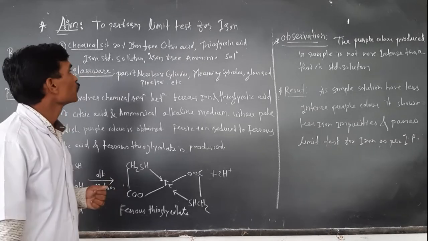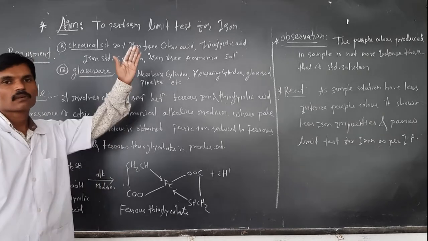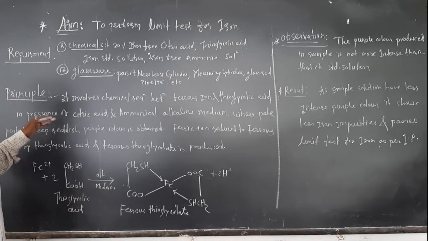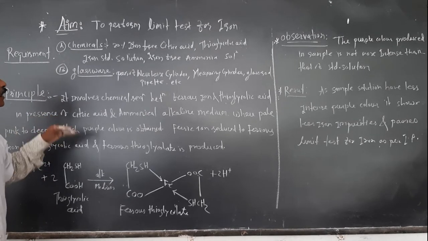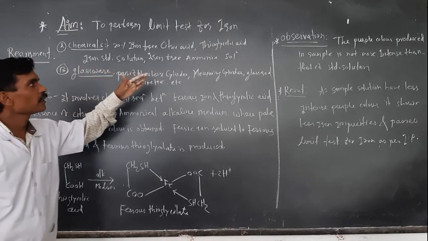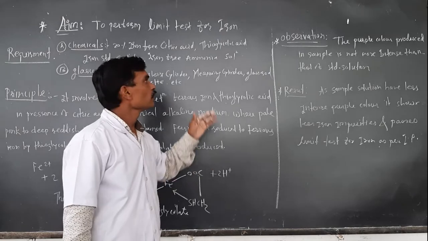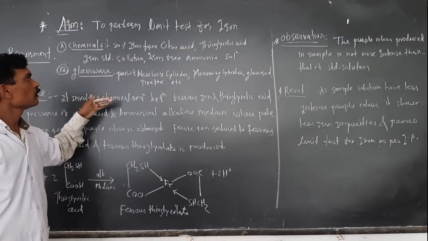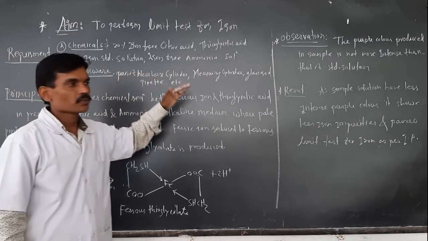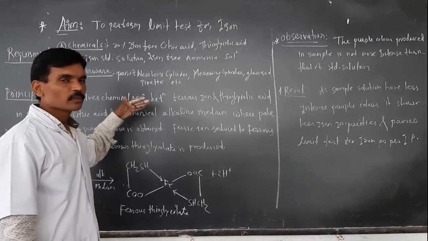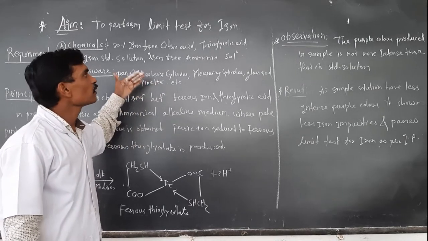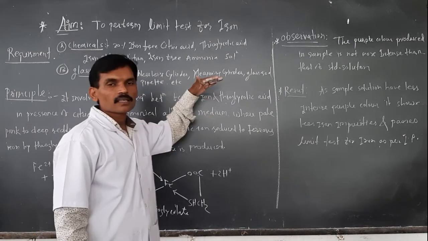In today's session, we are going to perform the limit test for iron. What are the chemical requirements for this limit test? The chemicals: 20% iron-free citric acid, thioglycolic acid, iron standard solution, iron-free ammonia solution. We have to remember that whatever reagents we use should be free from iron. And lastly, distilled water.